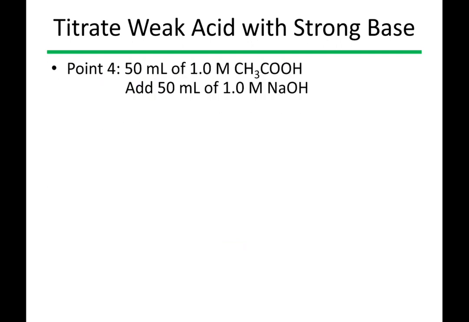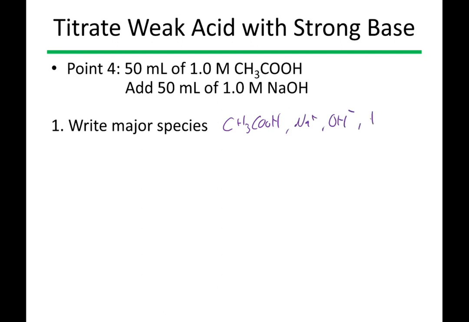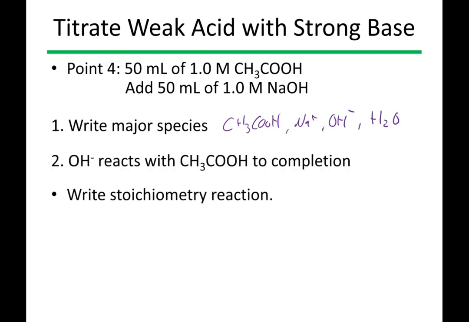Okay, and let's look at the last point on this curve. So if we've had 50 milliliters of the acetic acid, and we've added 50 milliliters of NaOH, our major species, we're going to react to completion. This is going to be a stoichiometry reaction. So we'll use our before and after table.